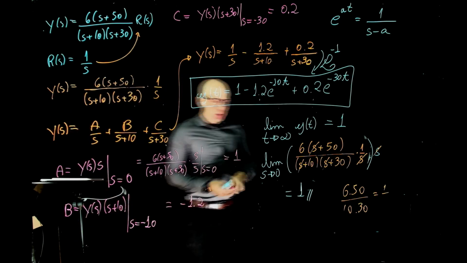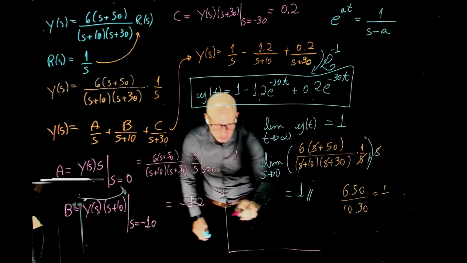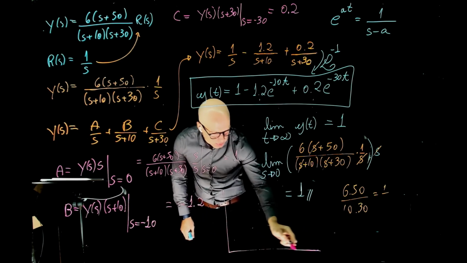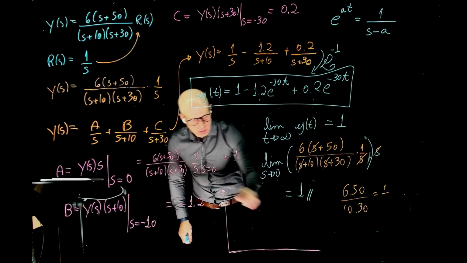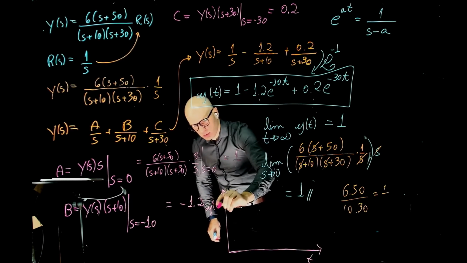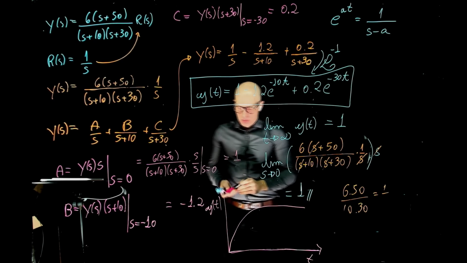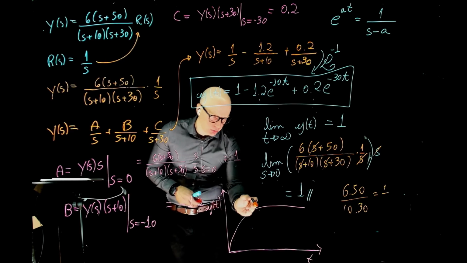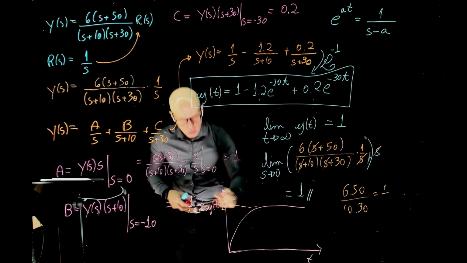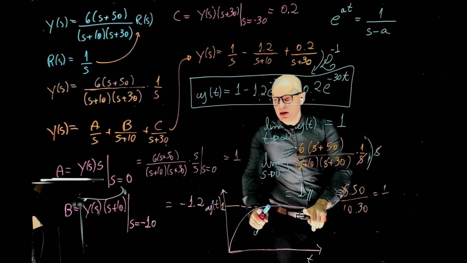How does the system reach that value? Well, clearly here it reaches that value following an exponential curve. So if you plot the time response of the system, time and y of t, we should see something like that, converging to 1. Transient, steady state, or final value.